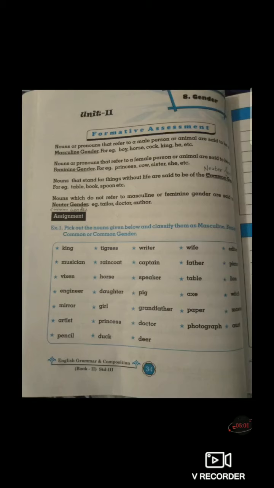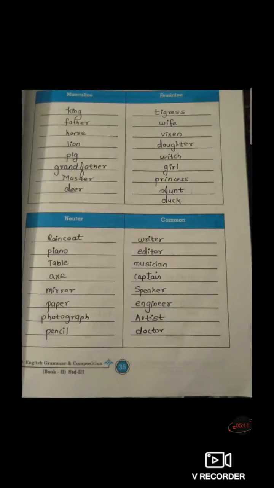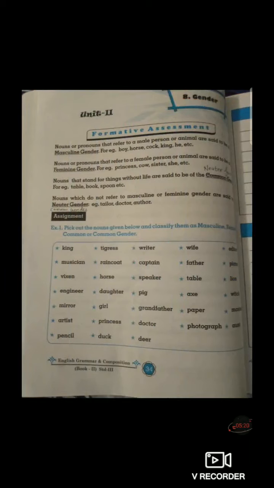Okay. Now students, can you see one box? Yes? In that some words are written, so we have to put each word in the proper column. On the next page, there is a column, as you can see: masculine, feminine, neuter and common, right? So page number 34, in the downside, you can see one box. In that many words are written, so we have to put all the words in the proper gender. Understood, students? Now come to the next page.